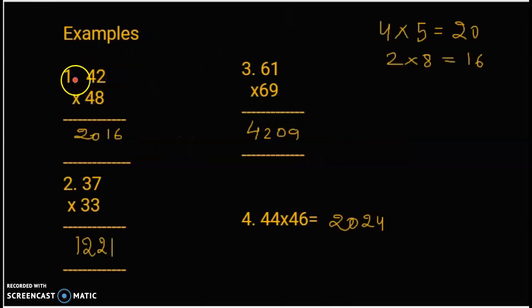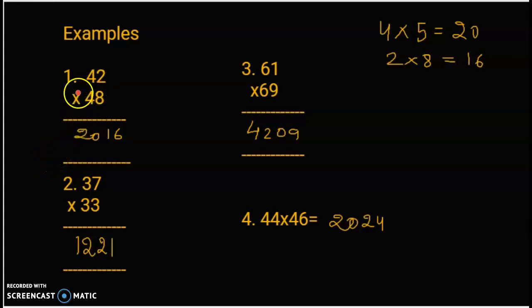So here is our first example, 42 times 48. Now we can see over here tens places are same, that is 4, whereas units place add to 10. 2 plus 8 is 10. So that satisfies our condition.